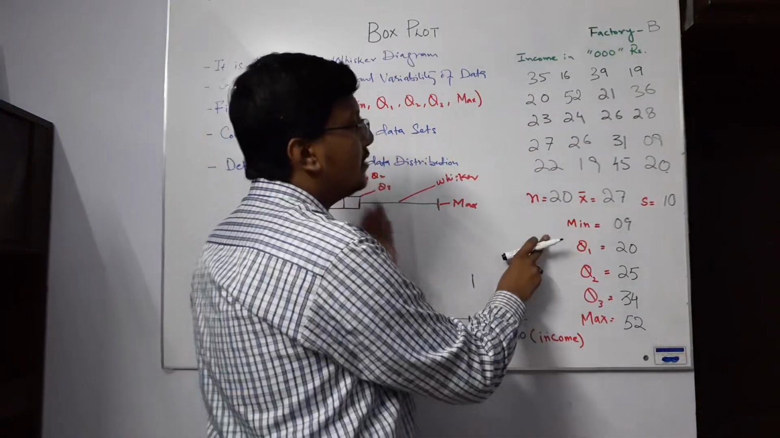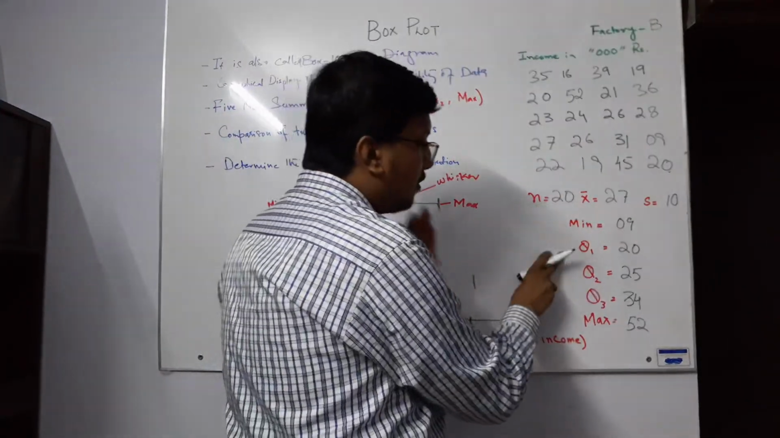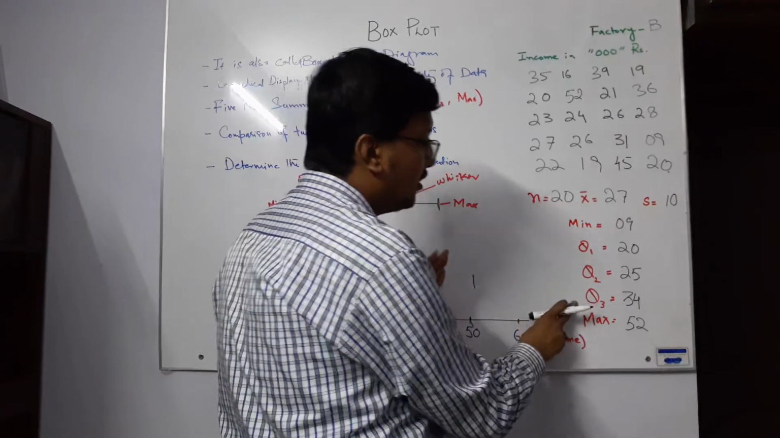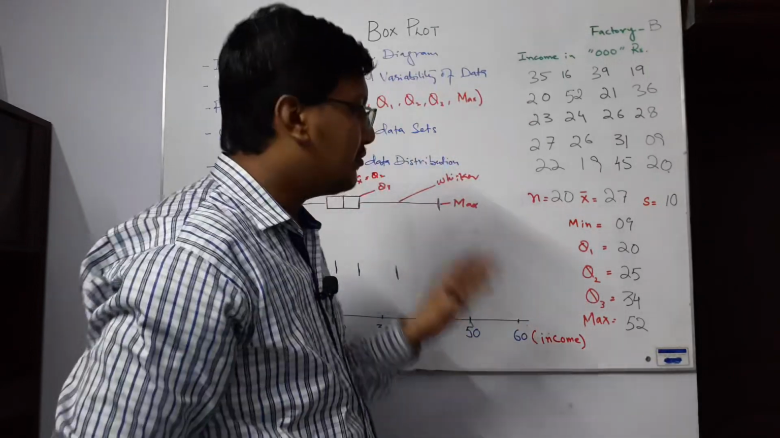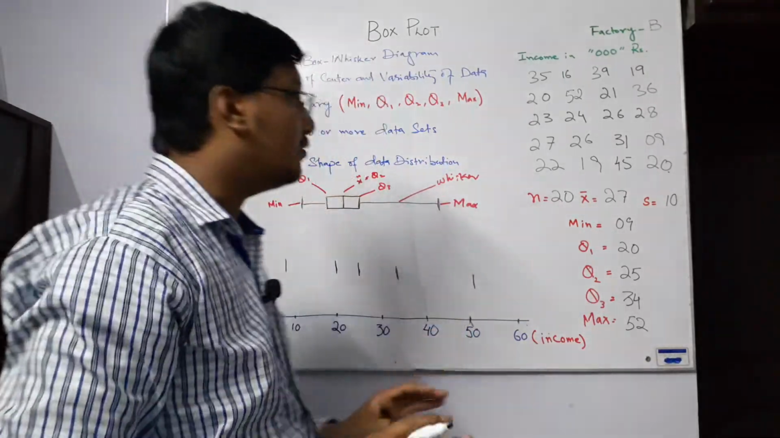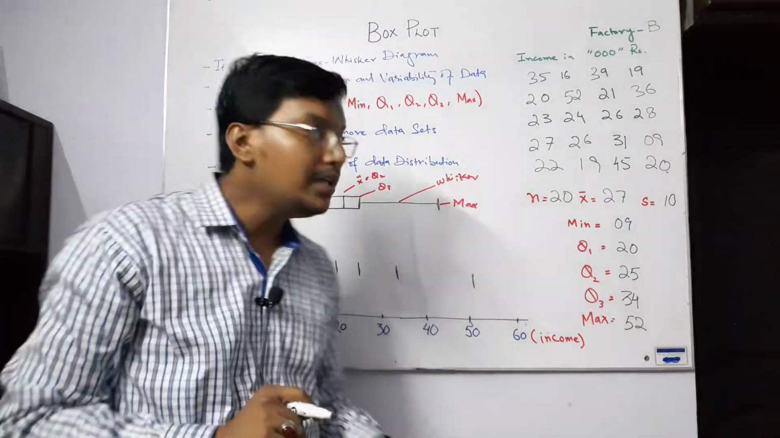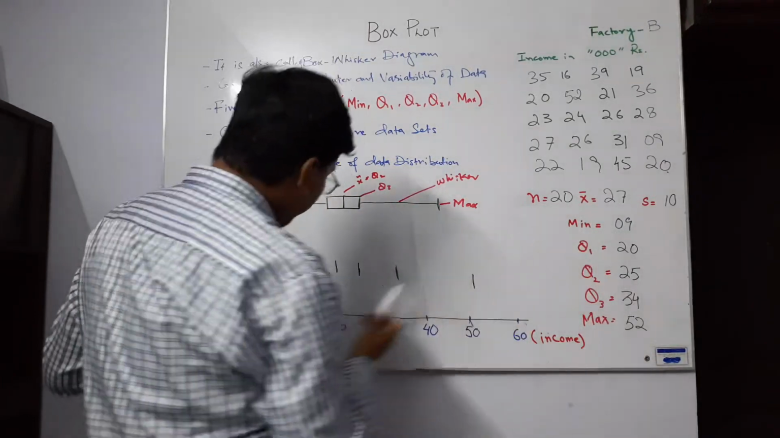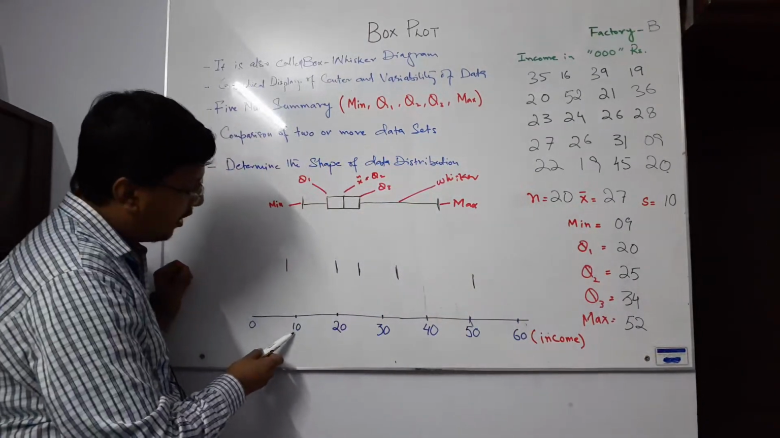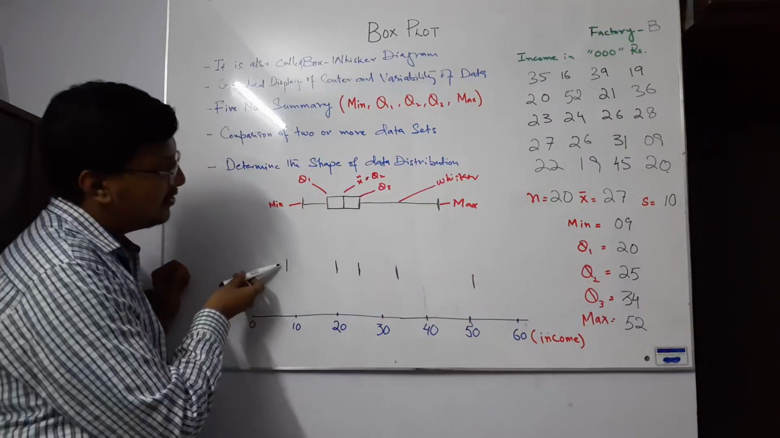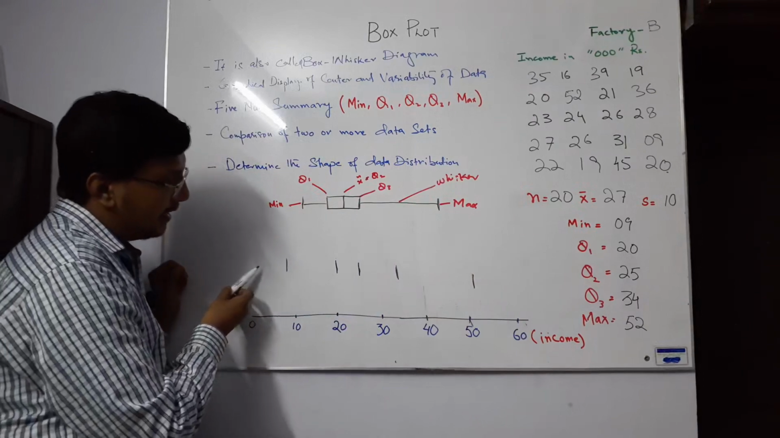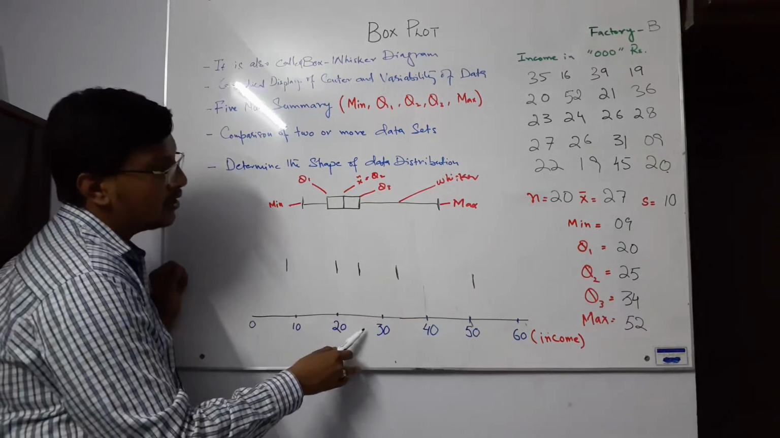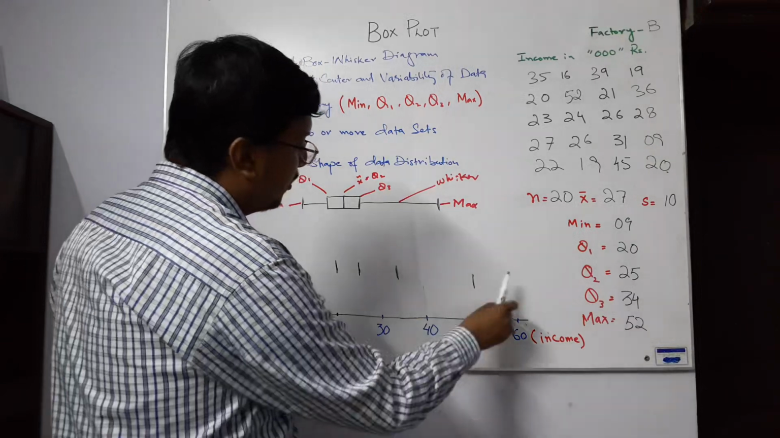So minimum salary in this sample is 9,000, quarter 1 is 20,000, quarter 2 is 25,000, quarter 3 is 34,000, and the maximum salary in this sample is 52,000. Again, we have this 5-number summary. We can easily draw the box plot here. So minimum number is 9, just before the 10,000. So we plot this hinge here, and so on. We plotted all the hinges, Q1, Q2 and Q3, and the maximum value is here.